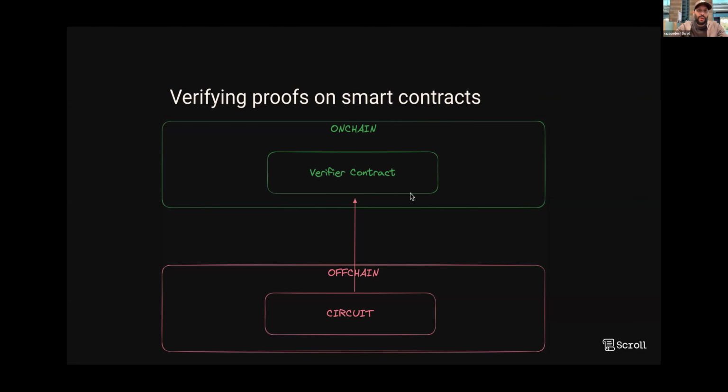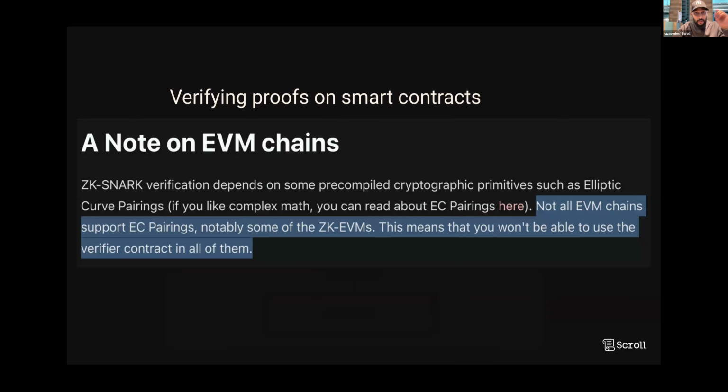So that's the simple way you can visualize zero knowledge, applied ZK, building with ZK: you have the circuit and you have the verification contract, which is the on-chain part. Now, this is important for you as a builder: not all rollups are created equal. Today, if you go to the Noir docs, you will see that we're the only ZK rollup that Noir works on.